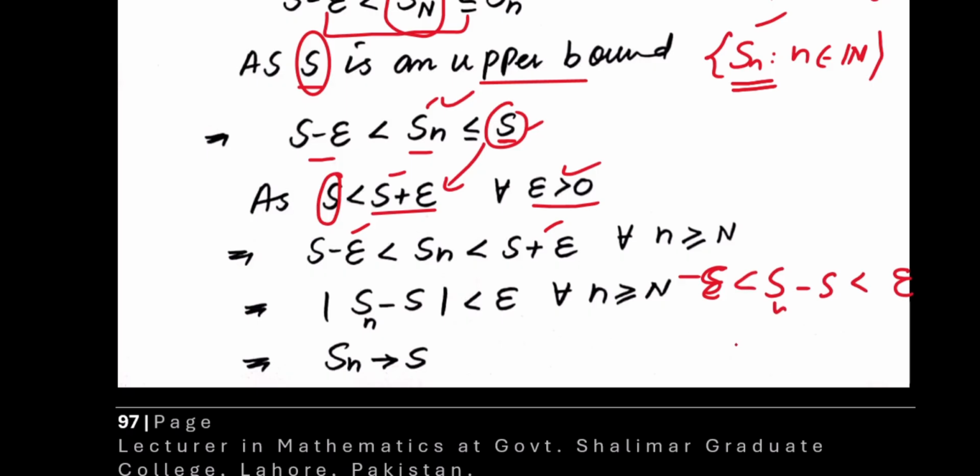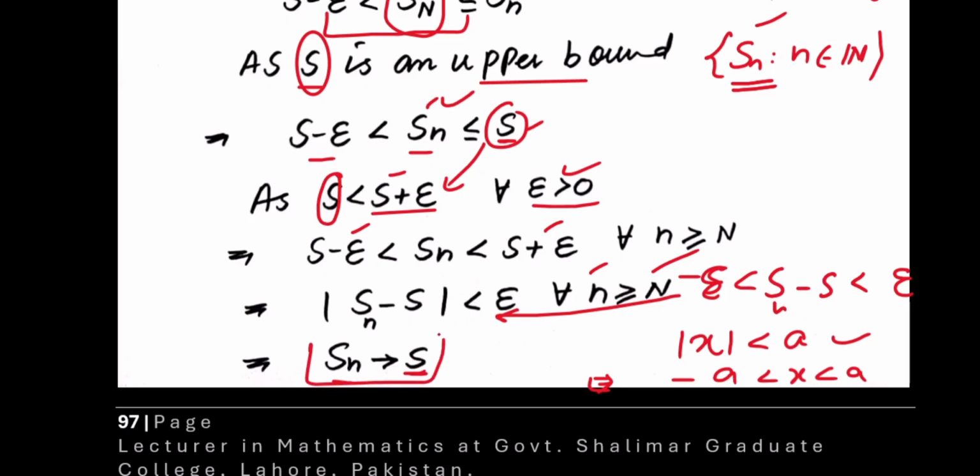And by using the definition of absolute value, which says if the absolute value of x is less than some positive real number a, then minus a is less than x less than plus a. So by using this, we can write that the absolute value of Sn minus S is less than epsilon for every positive integer n greater than or equal to N. And what does this show? This shows our sequence Sn converges to S, which is the definition of a convergent sequence that we had to show.